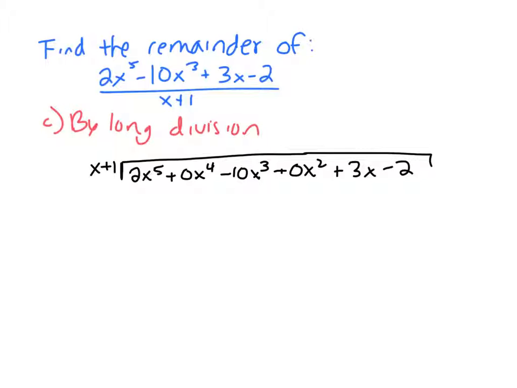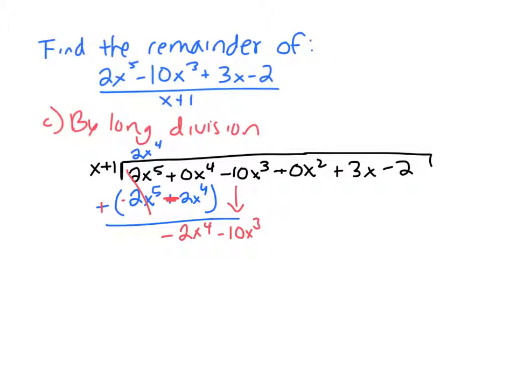So the first thing is we need to know what we need to multiply x by to get to 2x to the 5th. That would be 2x to the 4th. So I have 2x to the 4th times x, and then 2x to the 4th times 1. So that's 2x to the 5th, and then plus 2x to the 4th. Okay, subtract that off. So this becomes a minus, and this becomes a minus. So these cancel, and you're left with minus 2x to the 4th. Bring down the next term.